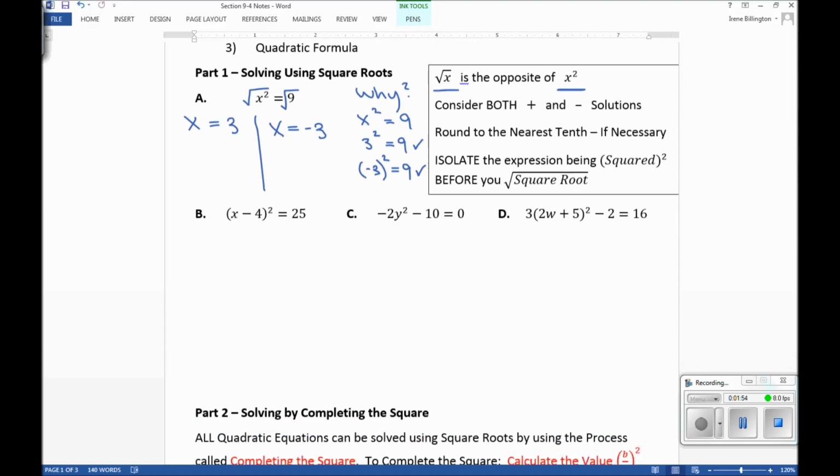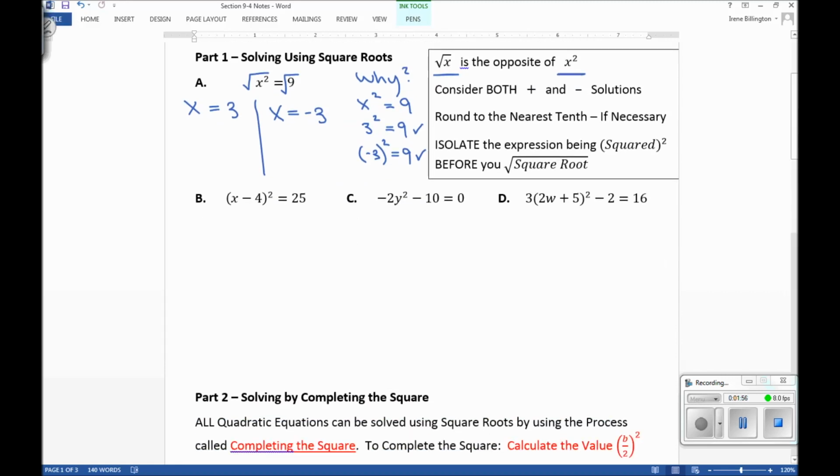Let's try another example. If I have x minus 4 squared is equal to 25. This expression is being squared, so I need to square root each side of my equation to solve. Again, we have a positive and negative solution to consider. The x minus 4 could equal positive 5, or the x minus 4 could equal negative 5.